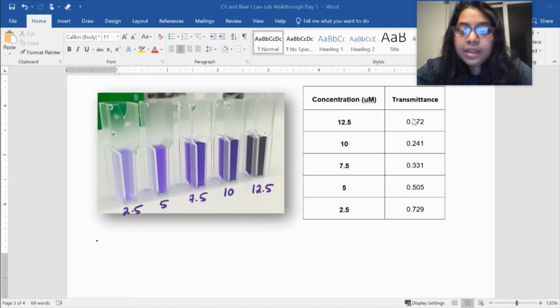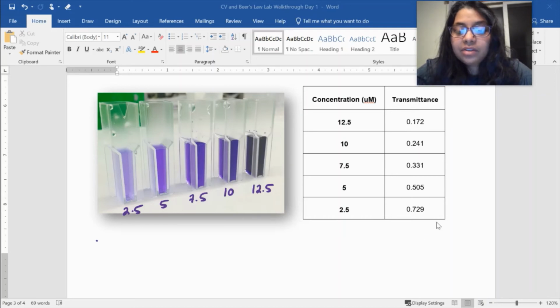Okay, so here are the transmittance values, and as you can see, the highest concentration here, which is 12.5 micromolar solution, has the lowest transmittance, and as you decrease the concentration, you can see the transmittance is starting to increase. So you go from 0.17 to 2.4, 3.3, 5.0, 0.72. So it's a nice, linear looking increase as you are decreasing the concentration. So the lower the concentration, the more light will make it through the solution.